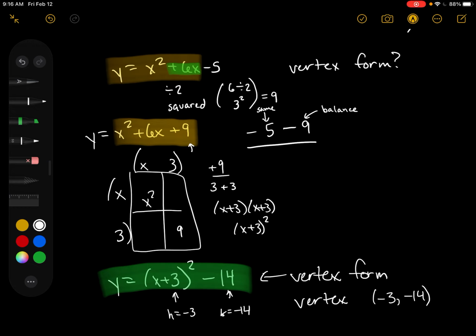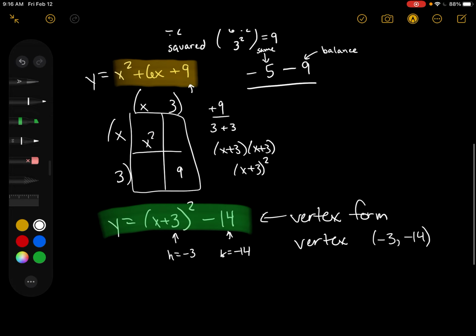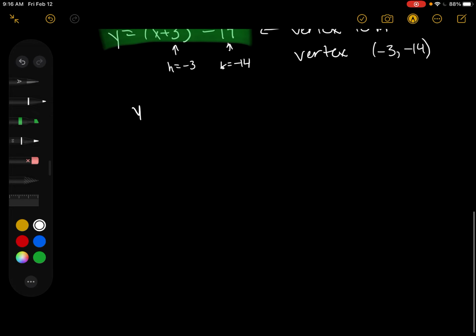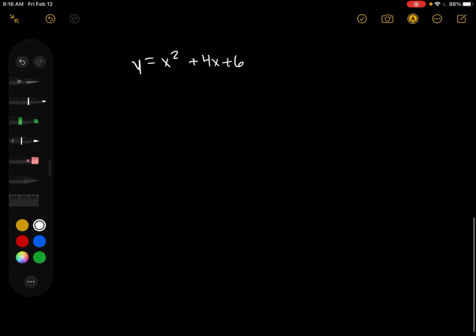So these next sets of questions are going to ask you to take a quadratic in standard form and then convert it to vertex form. I know that this is confusing and a bit of a weird process, so we're going to do one more here together. y equals x squared plus 4x plus 6. And I'm quite literally just going to robotically follow the steps of what I expect you to do.